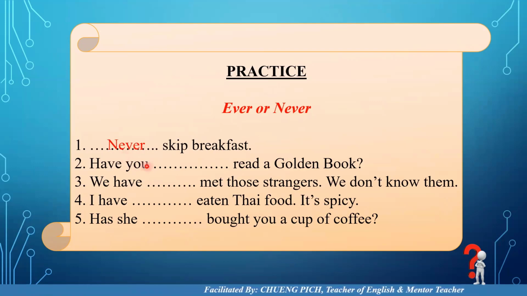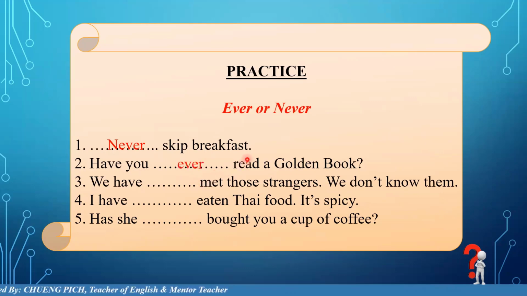Number two, have you read, not read, but it's read because it is pronounced read, used in present perfect tense, a golden book. Have you asked something to confirm, right? So we use ever. Have you ever read a golden book?